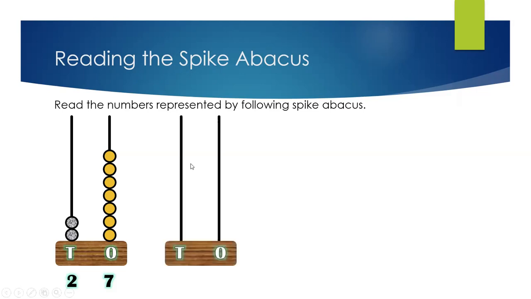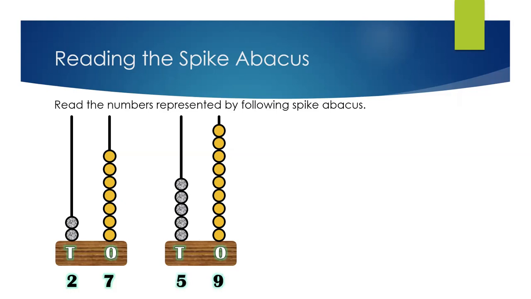Here we go with another question. Here, similarly, we are having some beads. So firstly, we will count the beads in the ones spike. 1, 2, 3, 4, 5, 6, 7, 8, 9. So in the ones place, we are having 9 beads. And in the tens place, we are having 1, 2, 3, 4, 5. 5 beads. So 9 ones and 5 tens. So the number is 59.